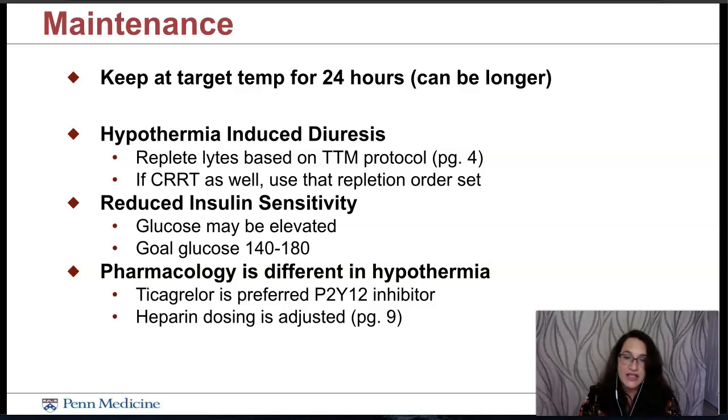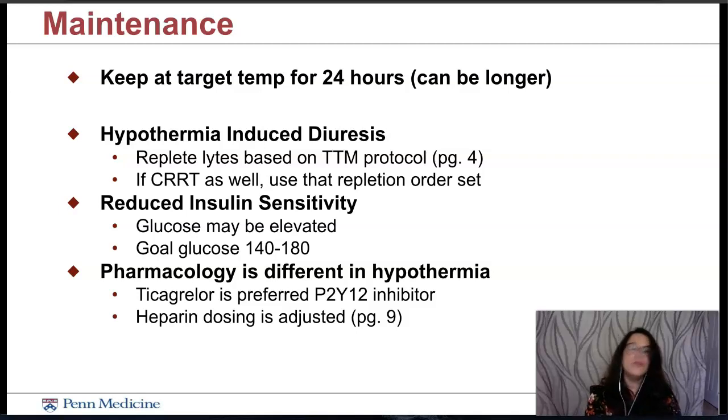Also know that pharmacology is different in hypothermia. So there's a tendency for bleeding. So heparin can be adjusted differently. That's on page 9 of the pathway. Just something for you to think about. That should be a written order. Ticagrelor is the preferred P2Y12 inhibitor. If you have somebody that just has a fresh stent coming out of the cath lab for TTM, Plavix will not cut it for them.